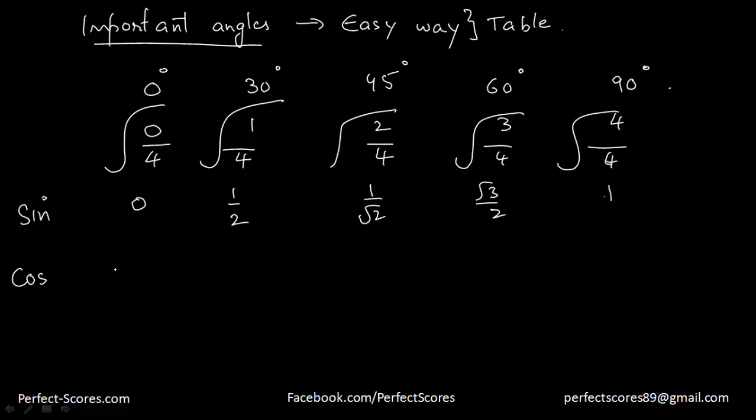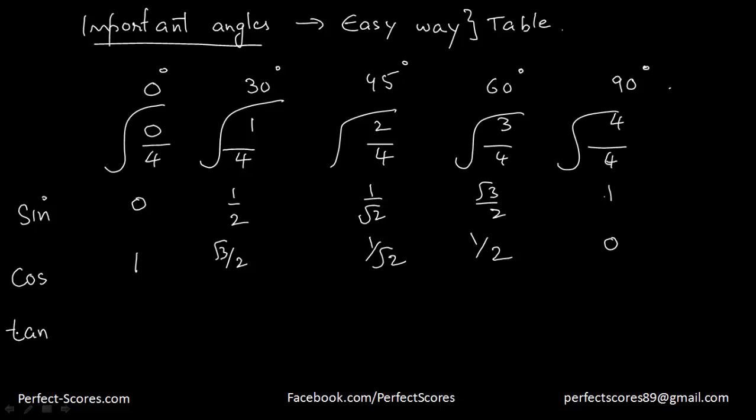So this one is going to be written here. This root 3 by 2 is going to be written here. This 1 by root 2 would be written here. This would be written here. And this would be written here. So this is the cosine of x. Cosine of 0 is 1. Cosine of 30 degrees is root 3 by 2. Cosine of 45 degrees is 1 by root 2. Cosine of 60 is 1 by 2. Cosine of 90 is 0. We're going to understand the reason behind this in future videos. Right now, let's just understand how the table is formed.